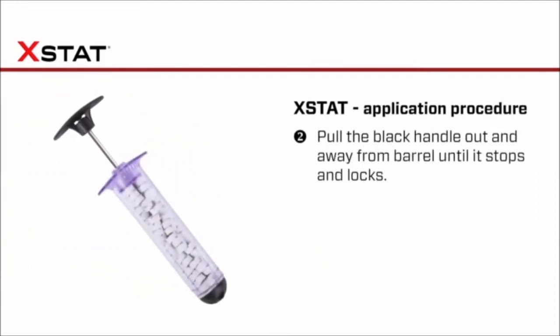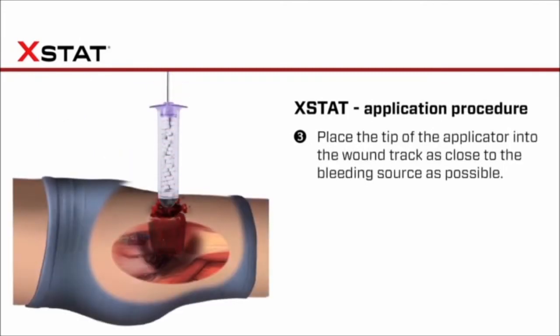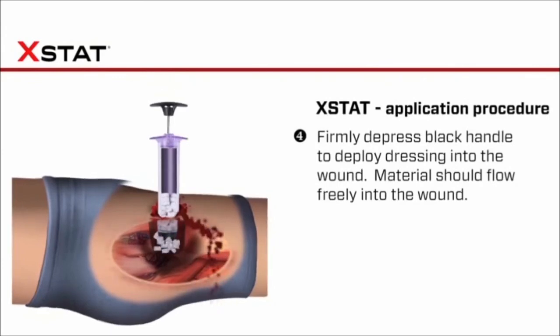Pull the black handle out and away from the barrel until it stops and locks. Place the tip of the applicator into the wound track as close to the bleeding source as possible. Firmly depress black handle to deploy dressing into the wound. Material should flow freely into the wound.